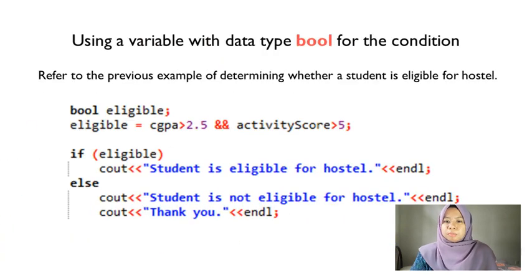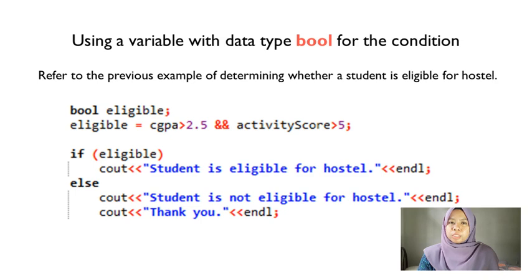Okay, this is an example of using a variable with data type bool for the condition. I want to remind you that bool is one of the data types that has two values, which is either true or false, either 1 or 0. So we refer to the previous example of determining whether a student is eligible for hostel or not. Instead of using the previous way, we use the data type bool to solve this problem.